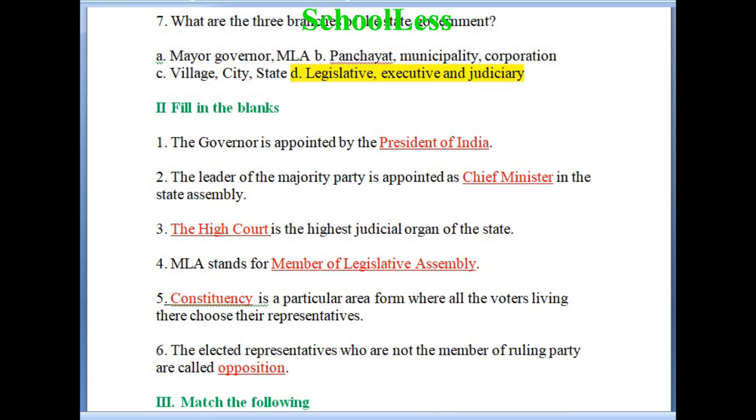The dash is the highest judicial organ of the state. The High Court is the highest judicial organ of the state. 4. MLA stands for what? MLA stands for Member of Legislative Assembly.